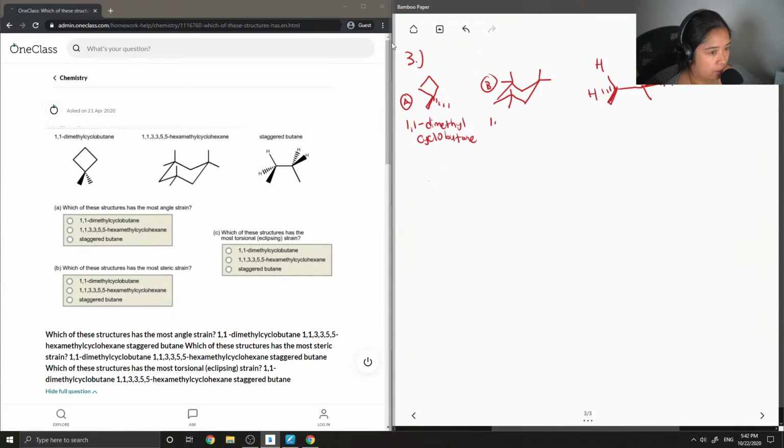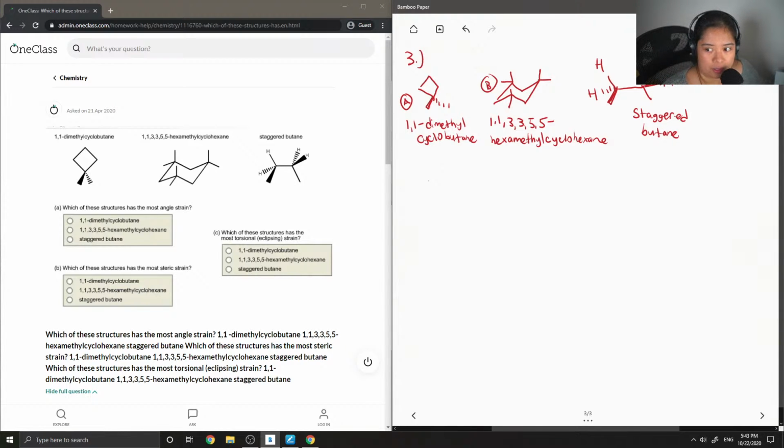B is 1,1,3,3,5,5-hexamethylcyclohexane. And then this one is just staggered butane. Let me just move this over a bit so that you can see it.